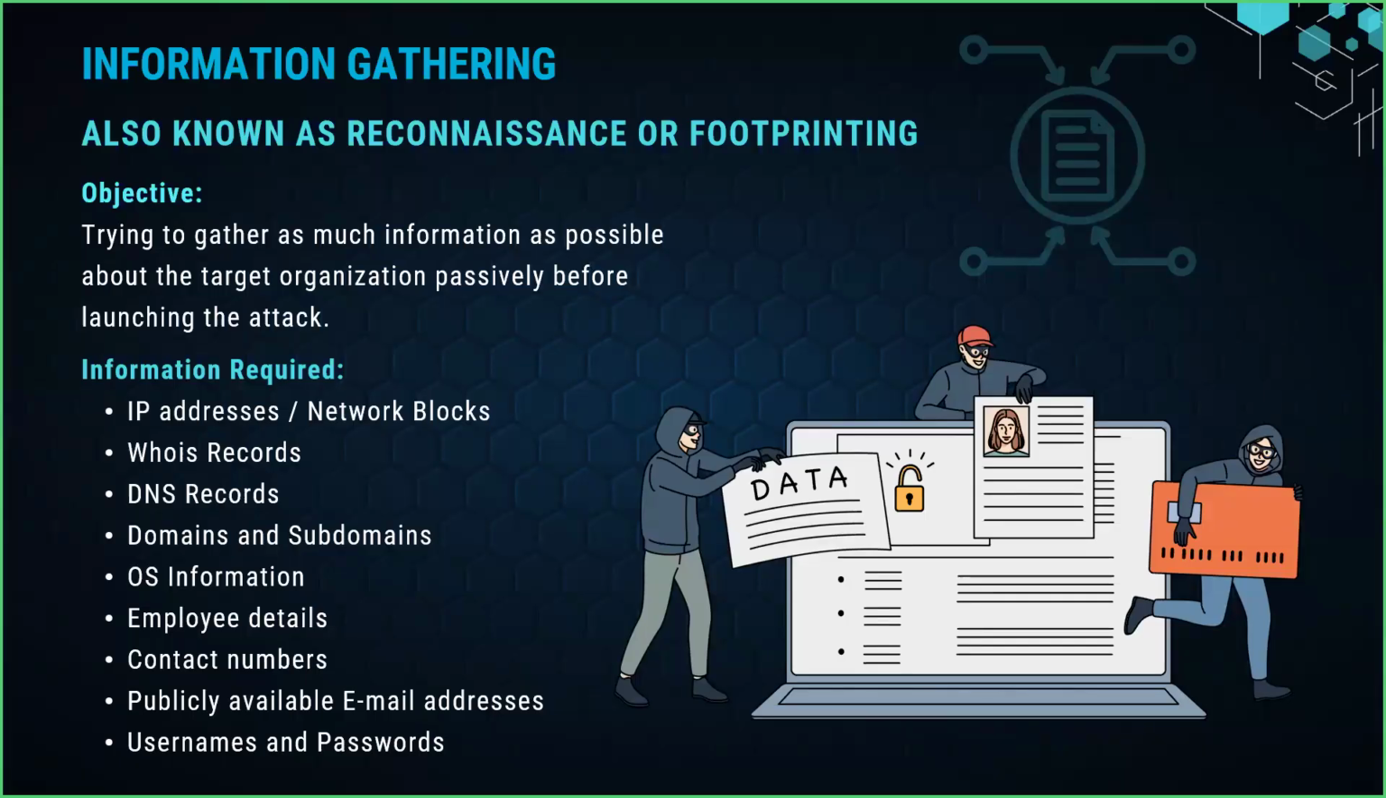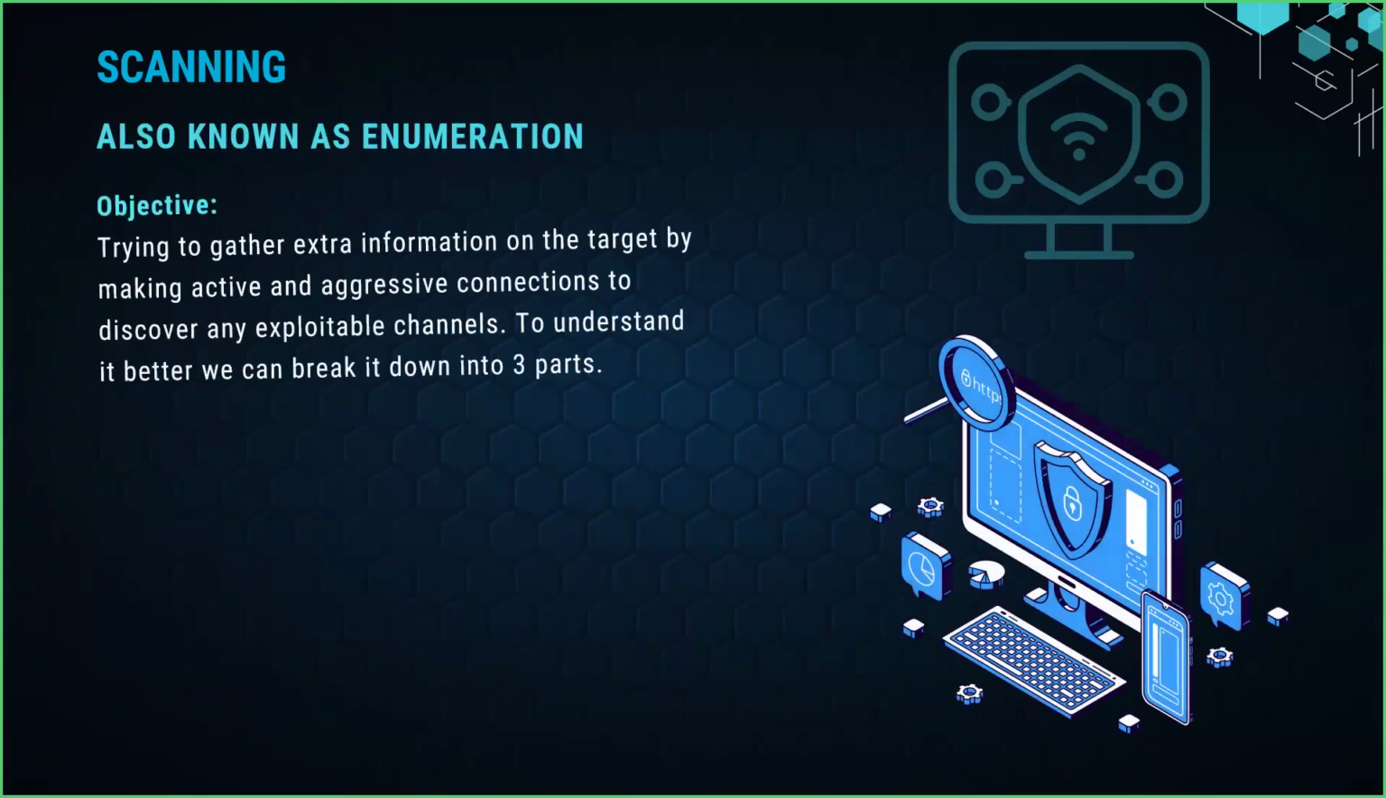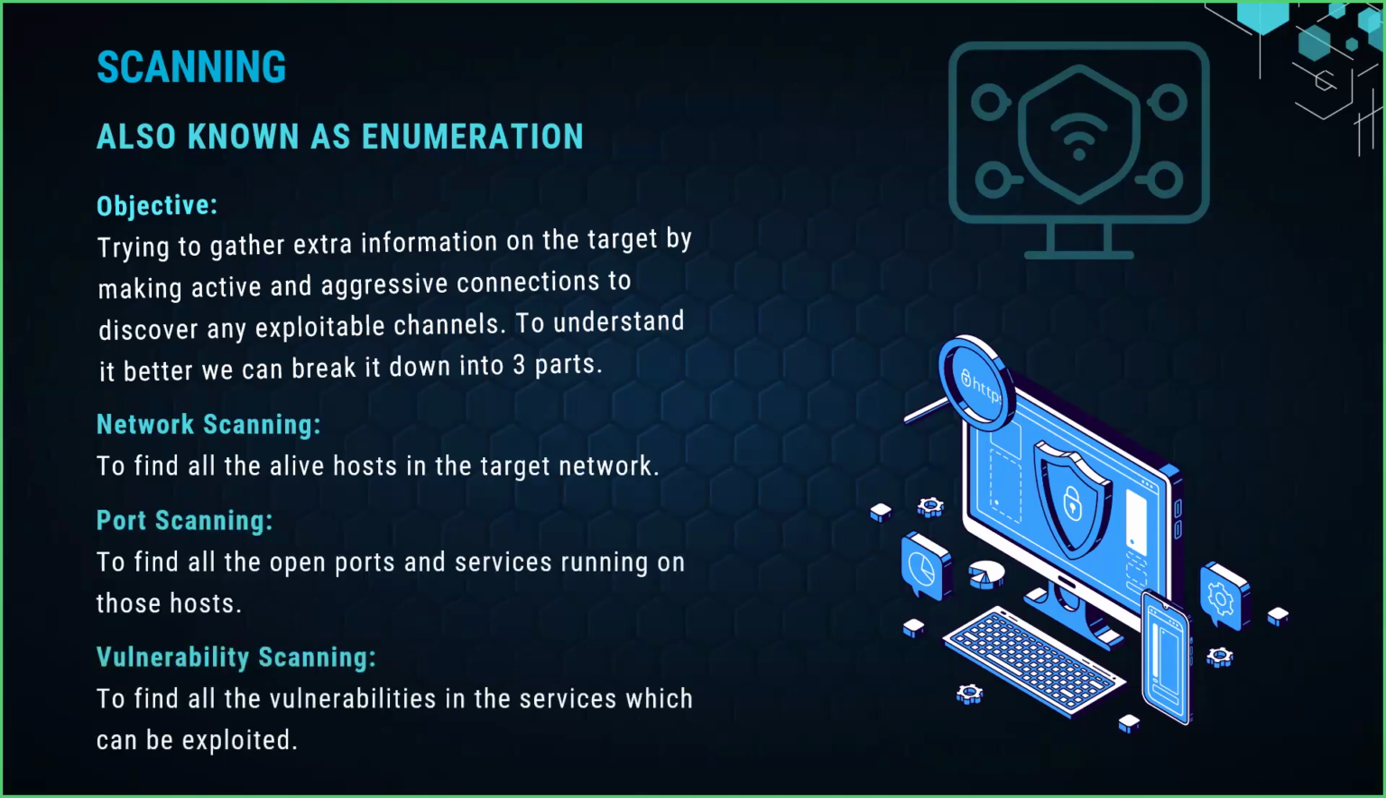Once all that information has been obtained, it is utilized as the input for the next phase, which is scanning. Scanning, also commonly known as enumeration, is where you use all the data obtained in the earlier phases to make active connections. You get some extra data now by making direct, active, and aggressive connections on those devices. To understand scanning better, we can divide it into three parts: network scanning, port scanning, and vulnerability scanning.